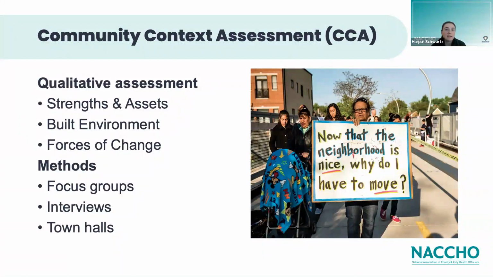Great. And finally, we will talk about the Community Context Assessment, or the CCA, which is a qualitative assessment of the insights, expertise, and views of community members. So it explores the community's strengths and assets, forces of change, and the built environment. And the information can be used to provide context to the quantitative data gathered through the community status assessment. So the community context assessment helps us answer a few questions. So what strengths and resources does the community have that support health and well-being?